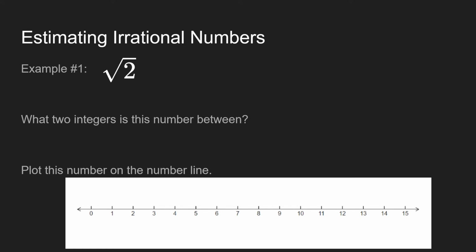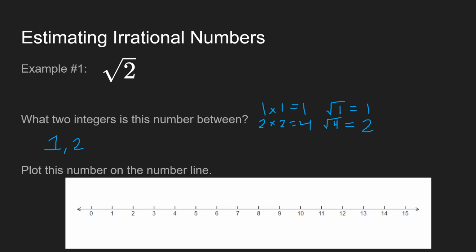Our first example for estimating irrational numbers is the square root of 2. The first question it asks us is what two integers this number is between? And this is why it's important to know our perfect squares. It allows us to evaluate how close a square root is to a particular integer. Since it's relatively small, we will start out with 1. So 1 times 1 is 1, so the square root of 1 is 1. And then 2 times 2 is 4, and the square root of 4 is 2. So the square root of 2 is between 1 and 2 on the number line.